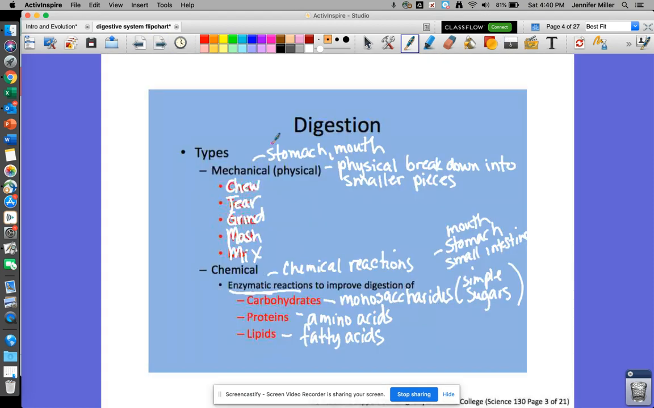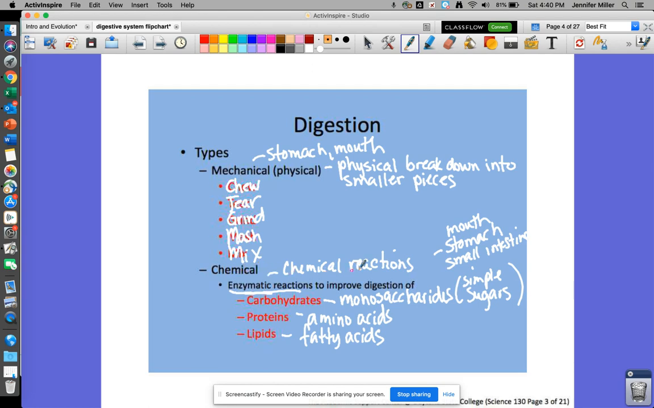All right, so what's the difference between mechanical and chemical digestion? Mechanical digestion is where you physically break down food into smaller pieces. It makes it easier to digest when it's in smaller pieces. This occurs mainly in the stomach and the mouth. It involves chewing, tearing, grinding, mashing, and mixing.